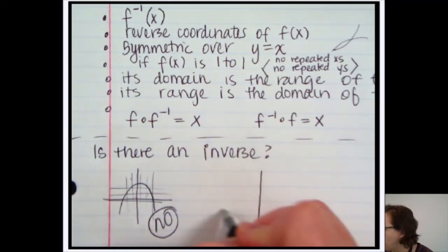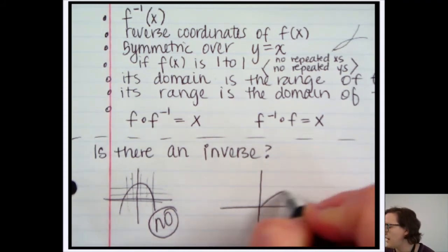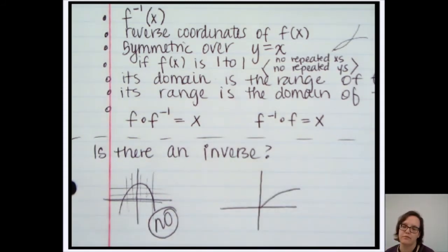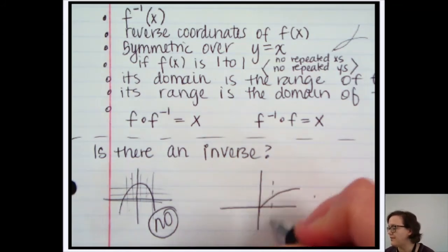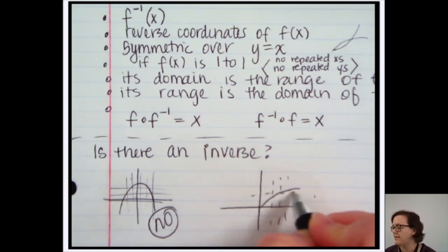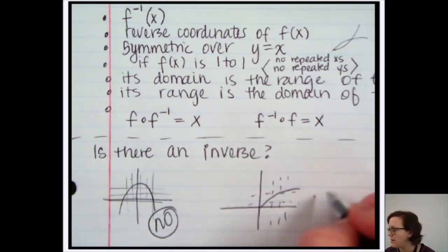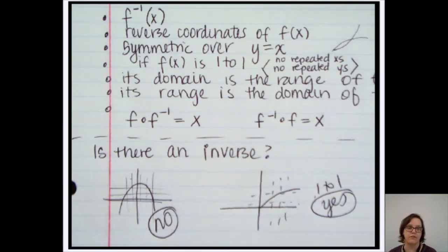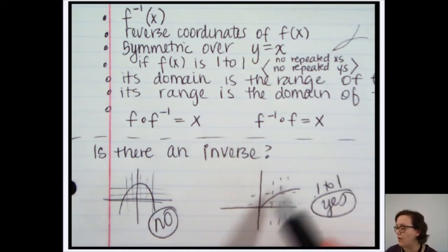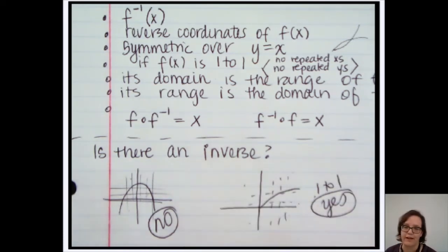What about a sideways parabola? The answer here would be yes, because it does pass the vertical test. It does pass the horizontal test. It is one-to-one. So yes, it would have an inverse. Now, am I asking you to find it right now? No. What we would do on a graph is draw the line y equals x, and then reflect it over it, and then we could find it.